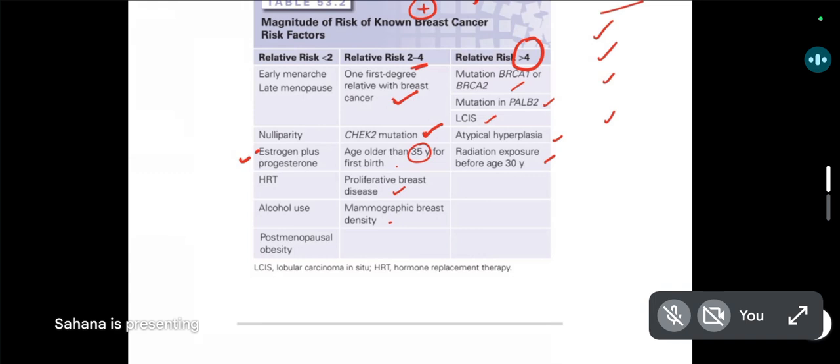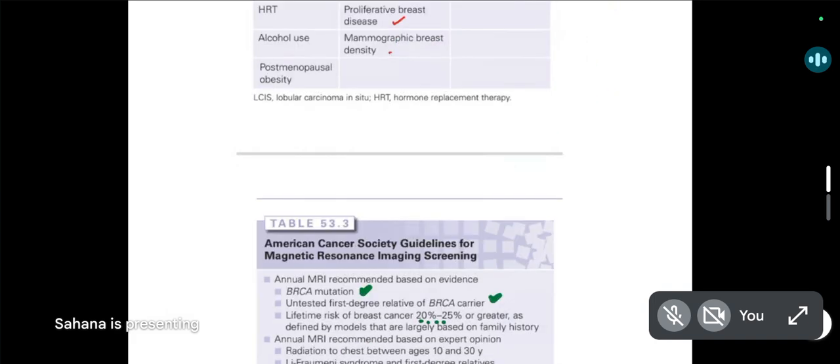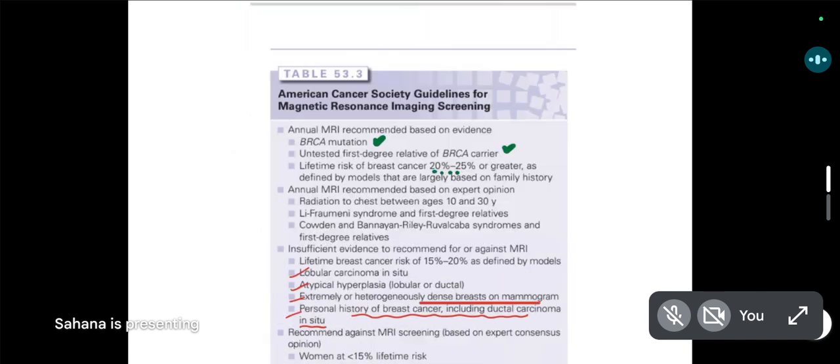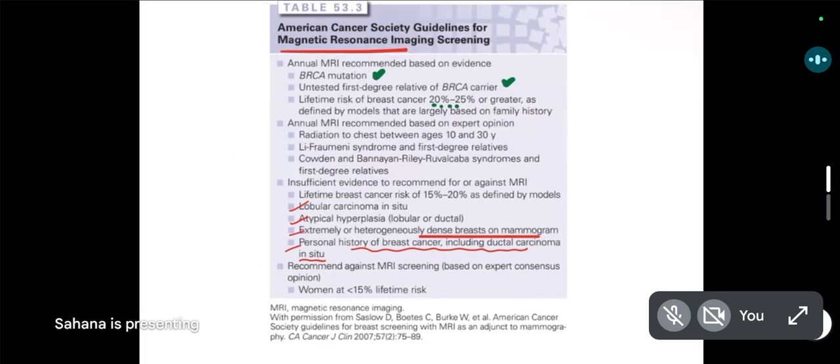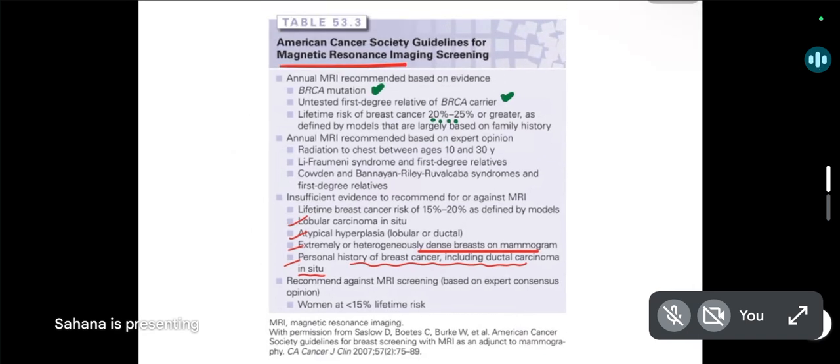In that screening, clinical breast examination, genetic counseling, and screening by imaging modality are all included, and it is different by their different risk categories. So this is one table that we have to add. And screening for MRI, just note this, depending on your risk. For this category it is recommended by evidence, by expert opinion. For this category, insufficient evidence, and not recommended for those who have less than 15% lifetime risk.